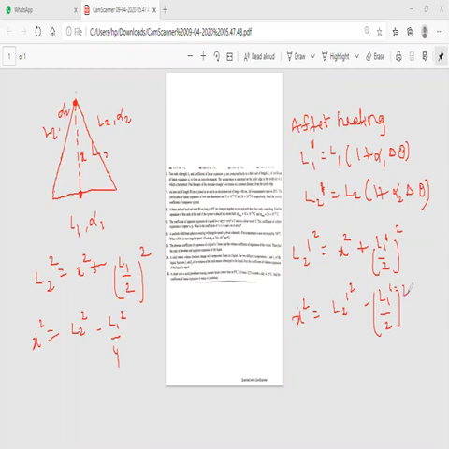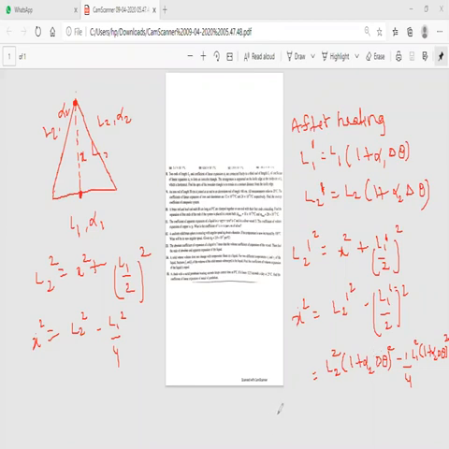By substituting the values of L2 dash and L1 dash from the general equations, L2 dash square is nothing but L2 into 1 plus alpha 2 delta theta whole square, minus 1 by 4 of L1 dash square. In place of L1 dash square, we can write L1 square into 1 plus alpha 1 delta theta whole square.